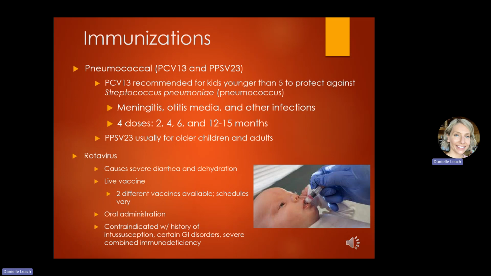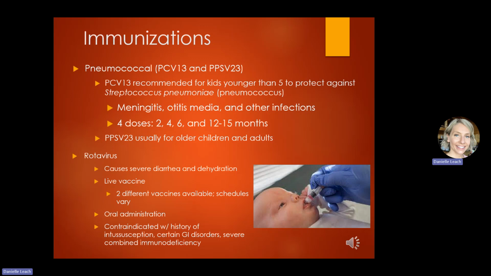The next immunization is pneumococcal, called PCV13. The brand name is Prevnar 13. There's also PPSV23. So PCV13 is recommended for kids that are younger than 5, and it protects against Streptococcus pneumoniae, sometimes just called pneumococcus. So this bacteria can cause a wide range of infections, but in children, most commonly meningitis and ear infections. There are 4 doses of this at 2, 4, 6, and then 12 to 15 months. The PPSV23 is usually reserved for older children and adults.